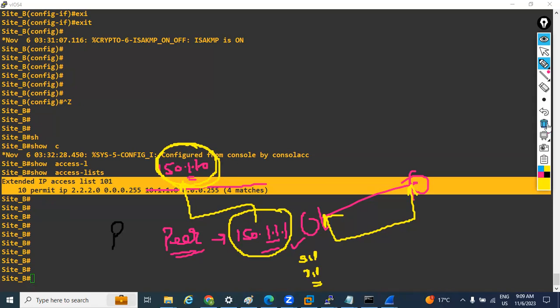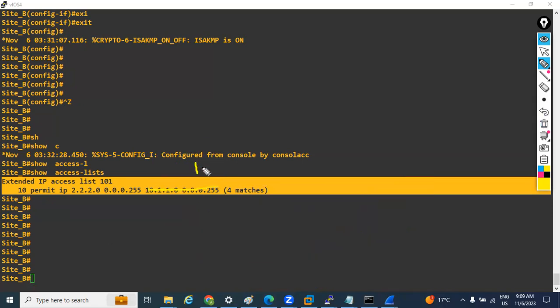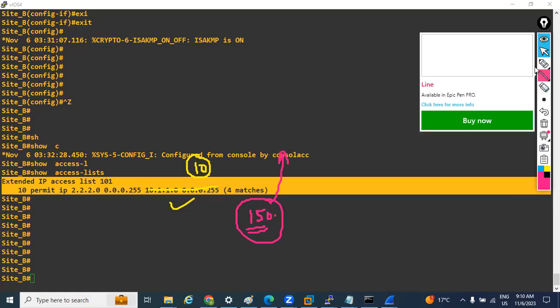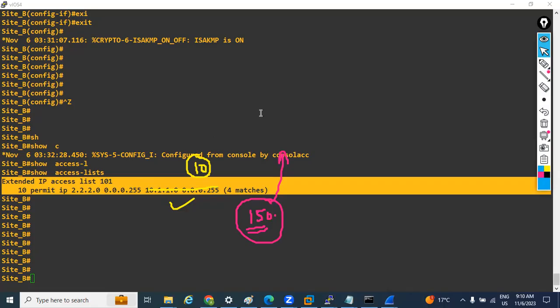But the moment I changed it and made it 10, it started working. Are you getting my point here? Same concept: the peer IP or peer network cannot be part of the ACL. The question is, Amit, what if I want to use it? Then you have to go with the concept of route-based VPN.